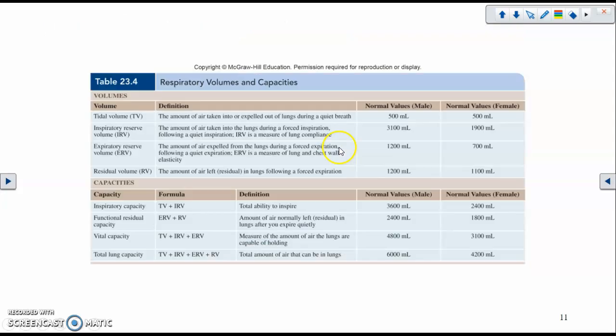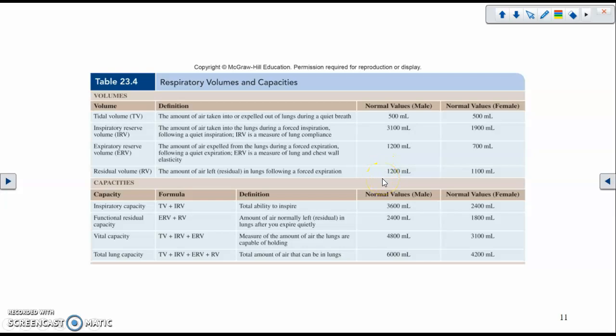The next slide shows you normal values for men and women. As you can see, tidal volume and residual volume are approximately the same between males and females, and these are averages. Just because you have a small tidal volume doesn't mean you're abnormal. It also has something to do with height and being fit. These volumes are higher if you are taller, if you are more fit, and if you live at a high altitude.